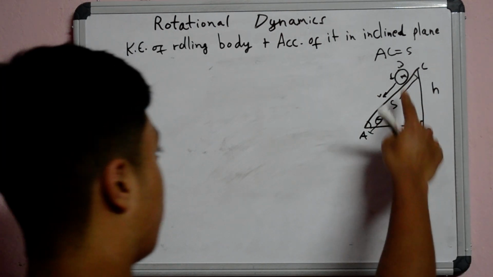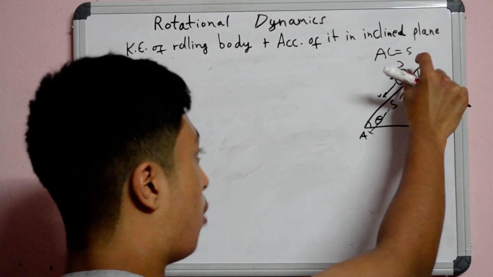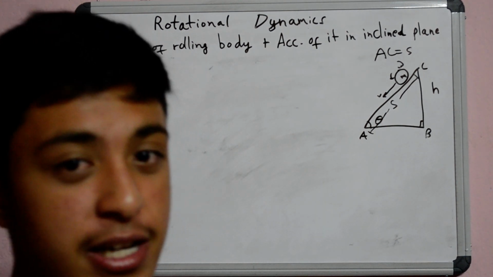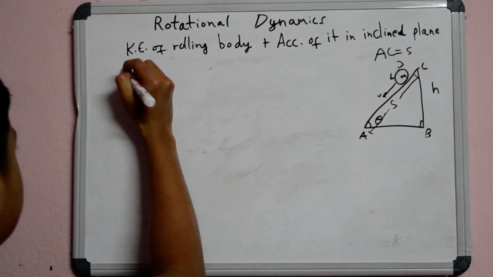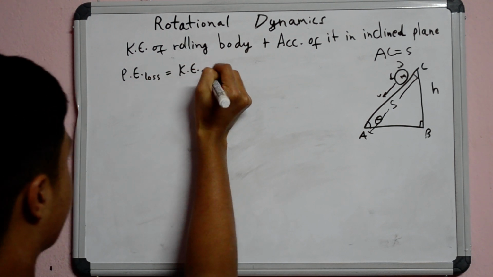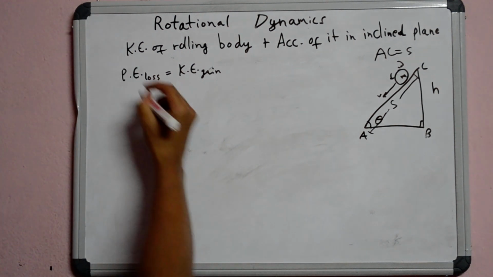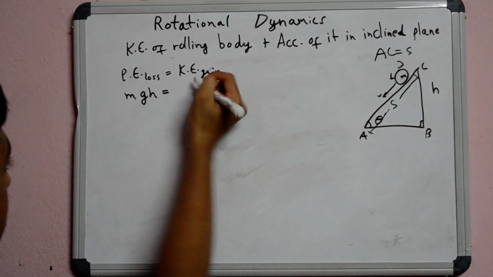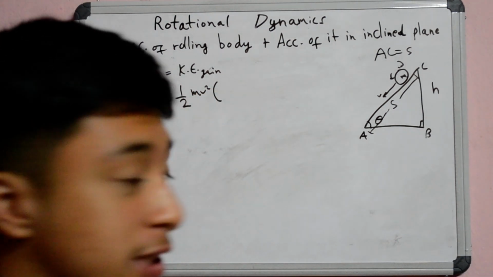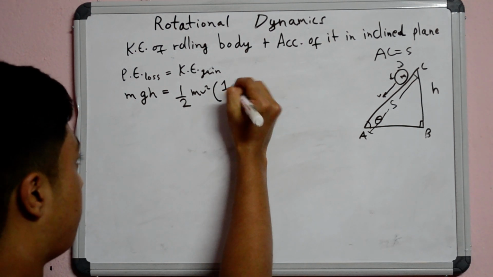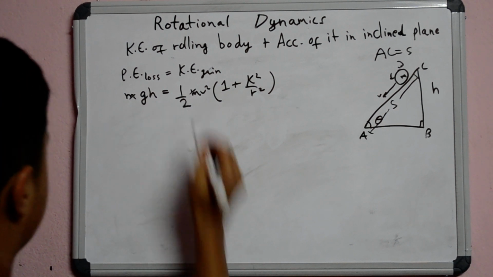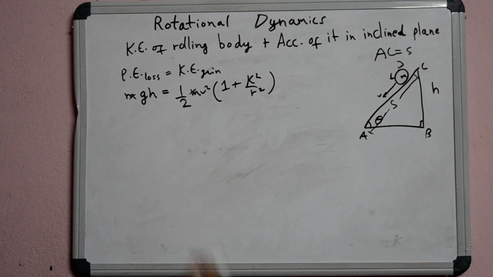Now, if we start the body at the top point, it has high potential energy, and as it rolls downward, the potential energy gets converted into kinetic energy. So the potential energy loss equals the kinetic energy gain at any instant while it's rolling down. So here mgh equals 1/2 mv², but since this is the kinetic energy of a rolling body, which we have just derived, it is times (1 plus k²/r²). Now the mass cancels and the 2 goes here.